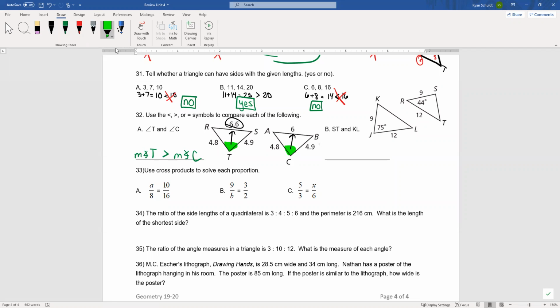Okay. Then they want me to compare ST and KL. I need to look across from those at the angles given. Which angle is bigger, 75 degrees or 44? 75 is bigger. So that means that KL is greater than ST.